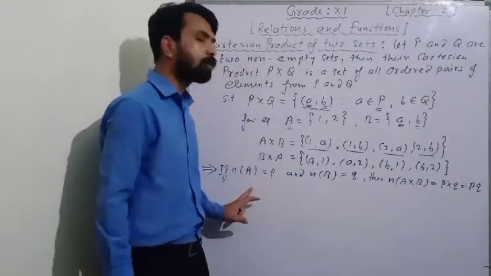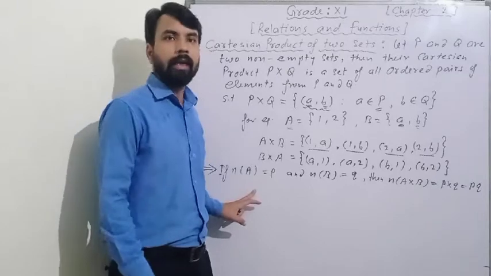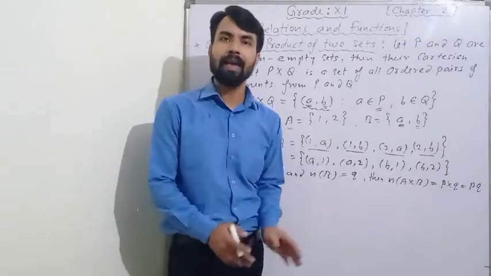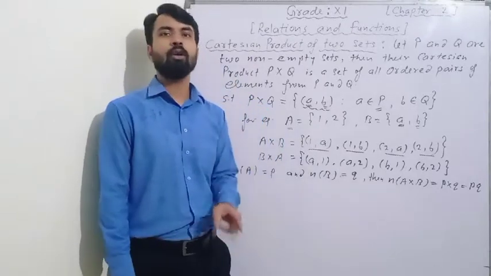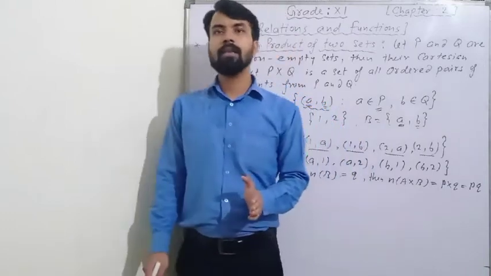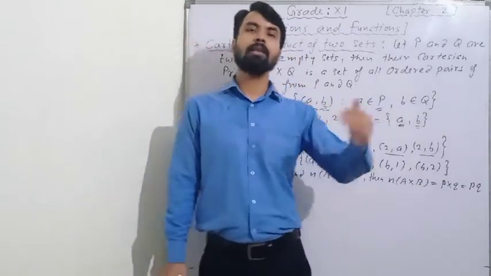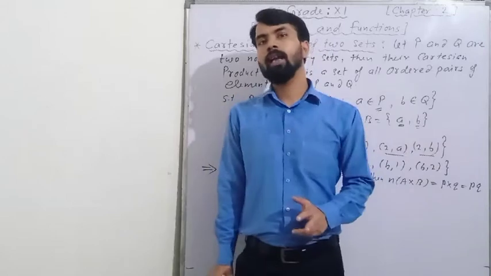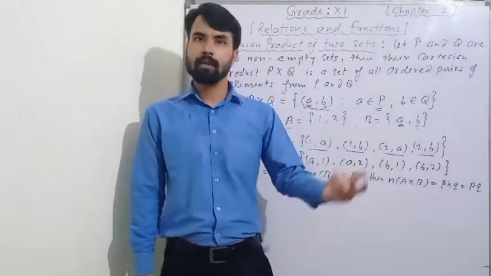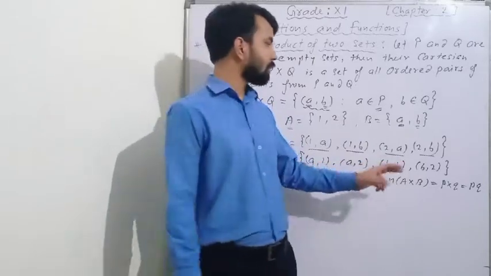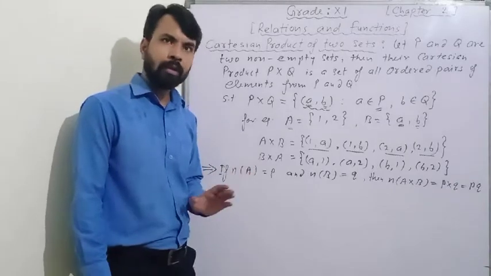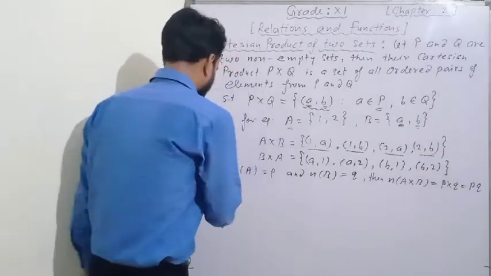So this is the very first point which you have to keep in your mind. If somebody asks how many elements will be present in the Cartesian product of two sets, then we will do the multiplication of the number of elements in both the sets. Clear? If number of elements in set A is 3 and number of elements in set B is 2, then the number of elements in their Cartesian product will be 3 into 2. 3 into 2 means 6. Got it? So this is the very important point which you have to keep in your mind. Got it? Now the second point.